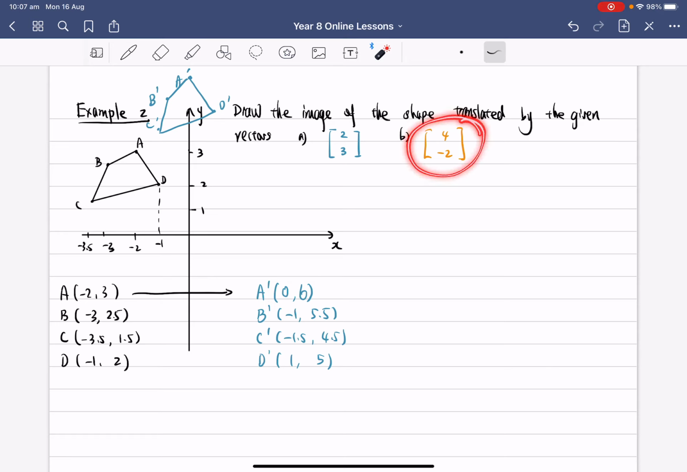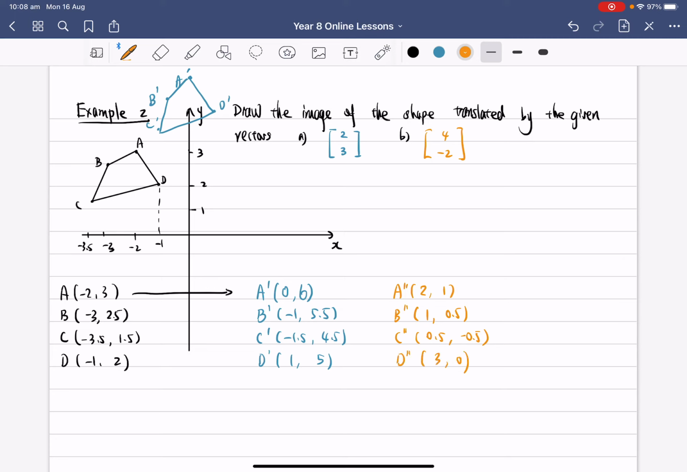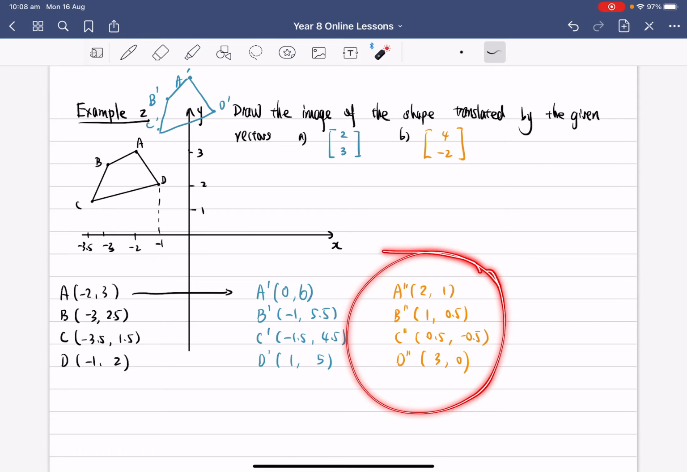Now for the second translation, the same thing applies. We just need to find out the new coordinates. So all you have to do is, again, add the numbers. You add the vertical and the horizontal coordinates respectively. So that's 2 and 1. B dash is 1 and 0.5. C dash is 0.5 and -0.5, and D double dash is 3 and 0. Once you have done the calculation, you can plot the points and draw the diagram. That's what you can do.